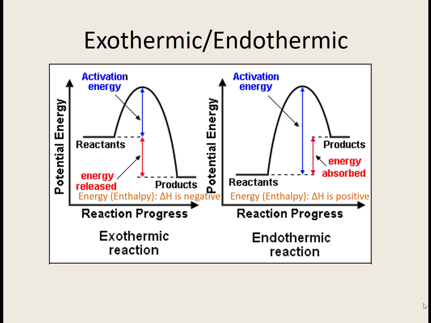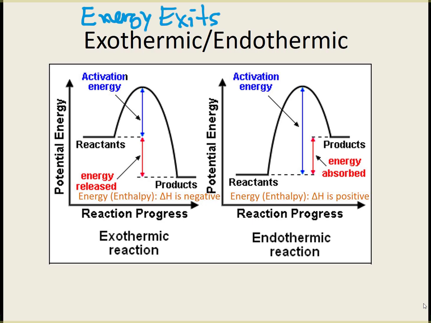Here's a chart of exothermic and endothermic. Again, you can see here in exothermic that the energy exits. That's how we remember it, energy exits. So we have a starting point right here with our reactants and an ending point as far as energy goes. And so you can see that the energy level drops. And where did that energy go? Well, it exits in the form of heat.